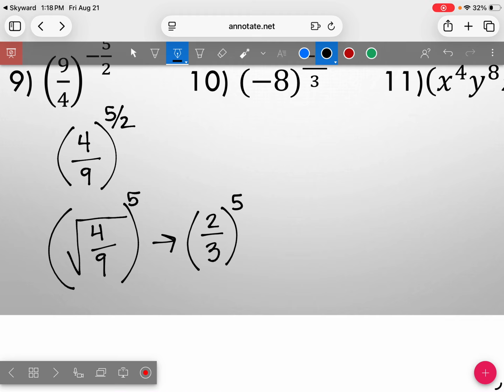And that should be 2/3. And you're separating that. So you're actually taking 2 to the 5th over 3 to the 5th. That's what you're doing. So go ahead and do that. Get your final answer.